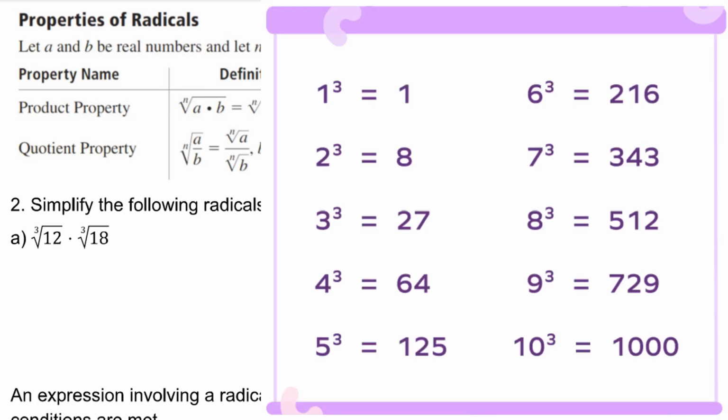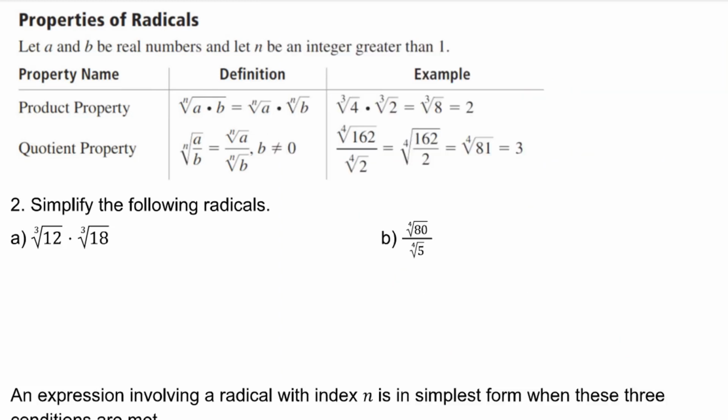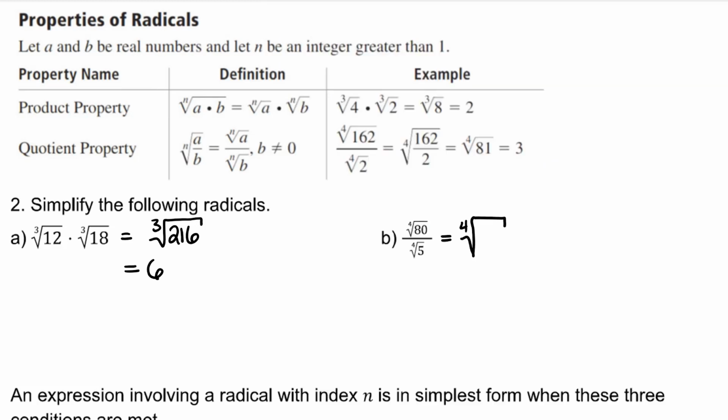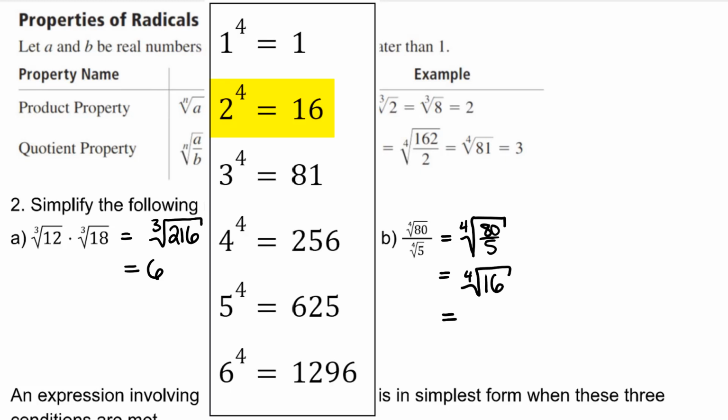So I check my list of perfect cubes, and none of them go into 12 or 18. So let's multiply these two and then see if we can break it down. That would be 216. Oh my goodness, 216 is a perfect cube. The cube root of 216 is 6. For part B, I can rewrite it as 1 root over the quotient. 80 divided by 5 is 16, and the 4th root of 16 is 2.